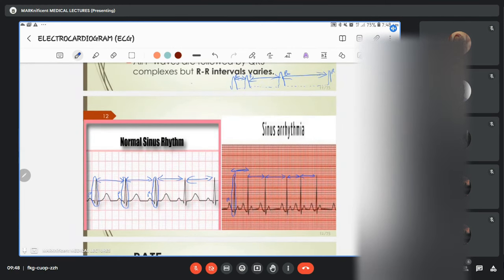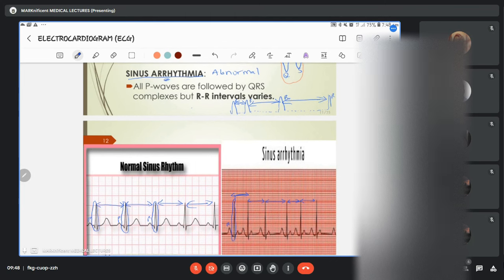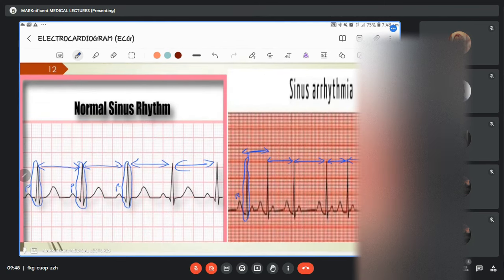I told you in both cases you have to have a P wave and then QRS following next. But for the normal one, the interval between R and R is the same. There's no change at all. But in the arrhythmia, you have a variation. There is a change between the R and R. This R here to here is looking shorter. Here to here is looking longer. Here to here is looking much longer. Here is shorter again. You can see the variation. Do you understand that?